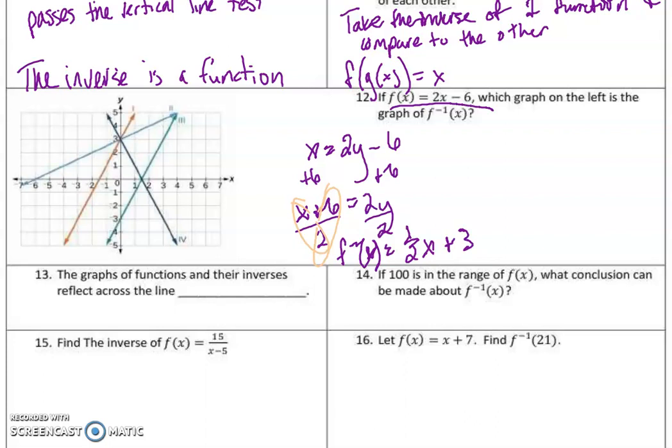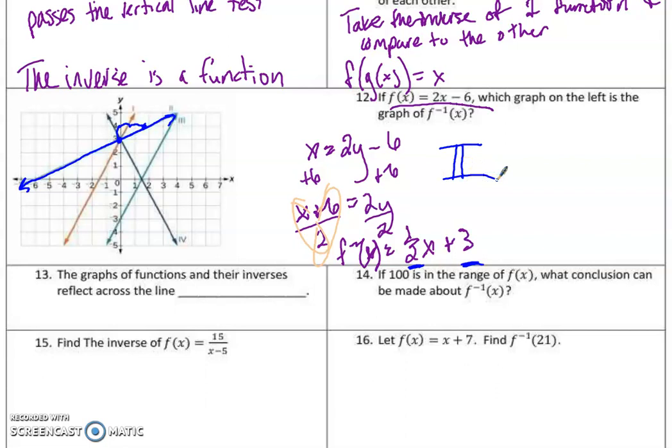And if we remember this from Algebra 1, I know this 3 is my y-intercept, so 1, 2, 3. And the 1/2 is my slope. That's my rise over run. So from here, I should be going up 1 over 2. This is my answer. This line would be the inverse of f of x equals 2x minus 6, which should be line 2.